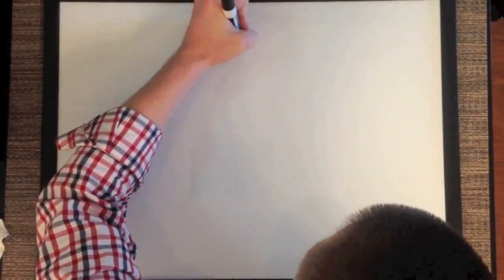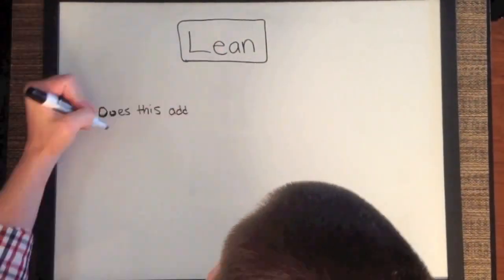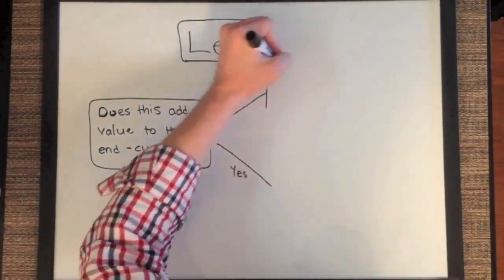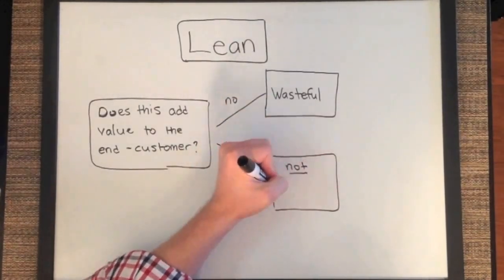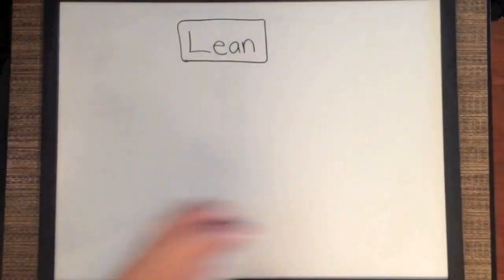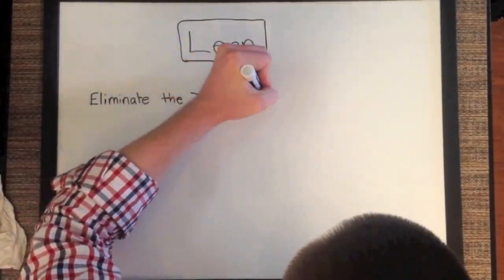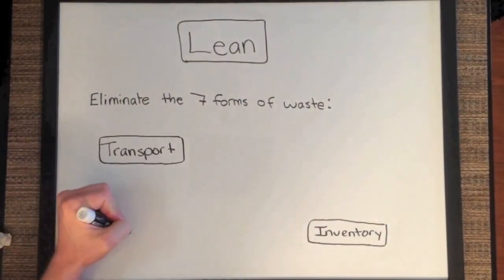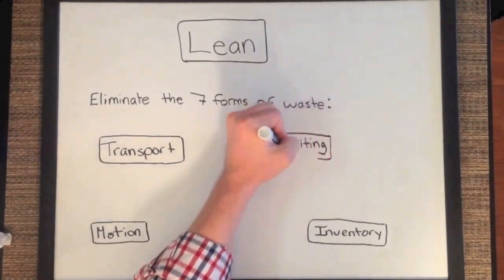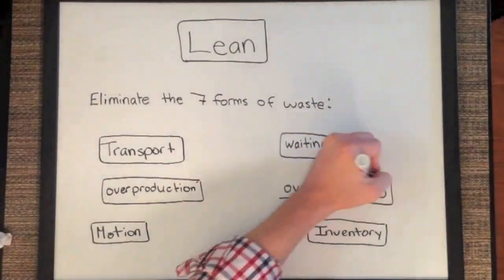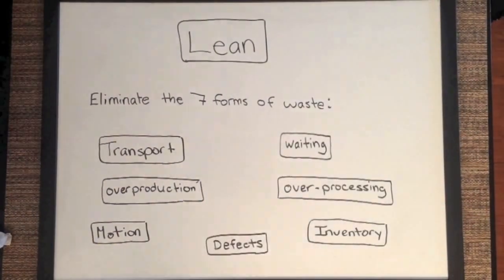Lean, or lean manufacturing, asks the question, does this activity add value to my end customer? If not, then that activity is considered wasteful. If so, then that activity is considered not wasteful and is instead value add. A lean manufacturer tries to remove wasteful activities by eliminating the 7 forms of waste. They are transport, inventory, motion, waiting, overproduction, overprocessing, and defects.